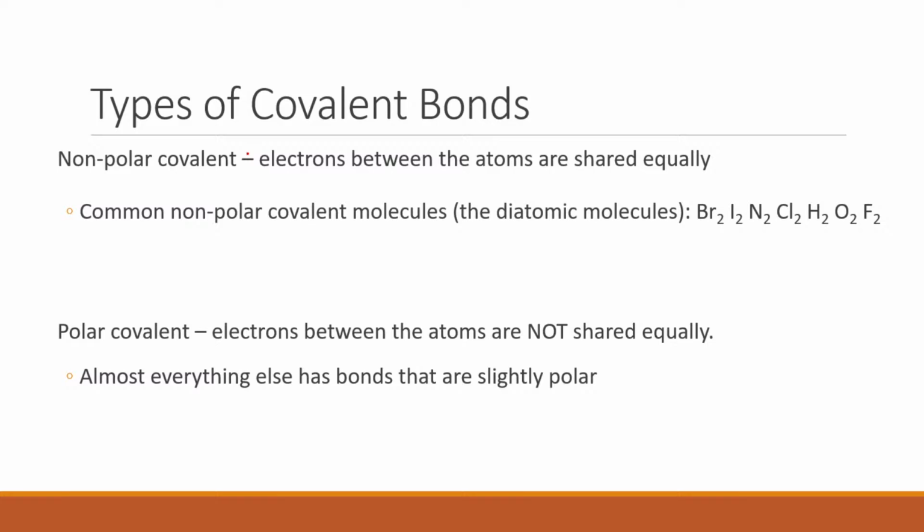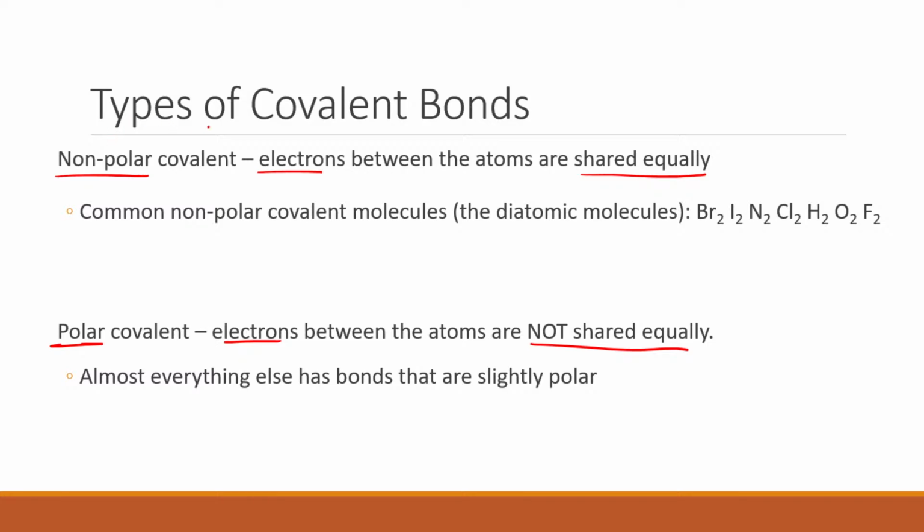Polarity is all about electrons being shared equally or unequally. The hiccup is that a nonpolar bond, something that is nonpolar, has electrons shared equally. So it's a little bit the opposite of what you would expect, right? Polar has electrons not shared equally. Molecule or bond, that is what polar or nonpolar means, right?